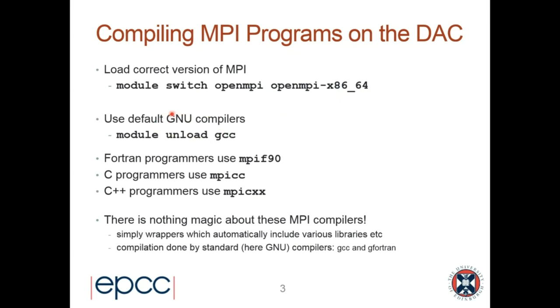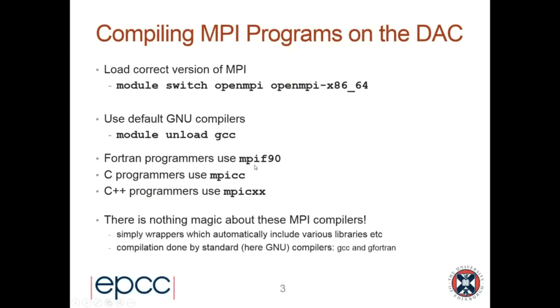Also, it's easier if you unload the GNU compilers. The most recent GNU compilers are a bit too recent to cope with this version of MPI we get. So I would say that we should unload the GCC compilers. Unfortunately that's a bit of a quirk on the DAC, but you should do that. If you're just on your laptop, you probably won't need to do this.